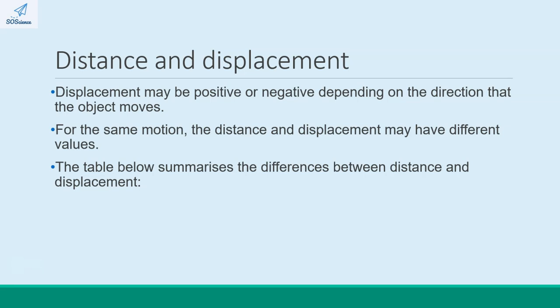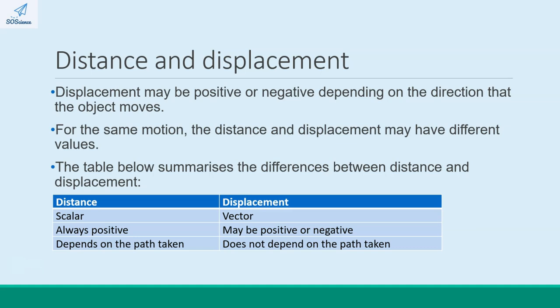So here we can see some differences between distance and displacement. Distance is a scalar, whereas displacement is a vector. Distance is always positive, but displacement may be positive or negative, and that depends on the direction in which the object moves. Distance, like we saw in the fly example, depends on the path taken, whereas displacement does not depend on the path taken. Displacement is only concerned with the starting position to the end position.